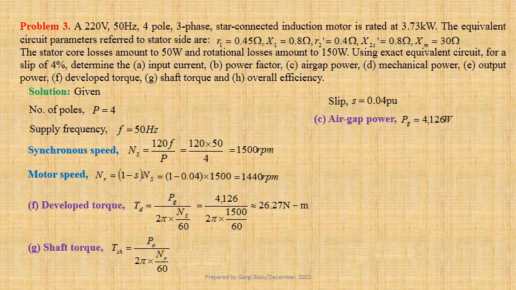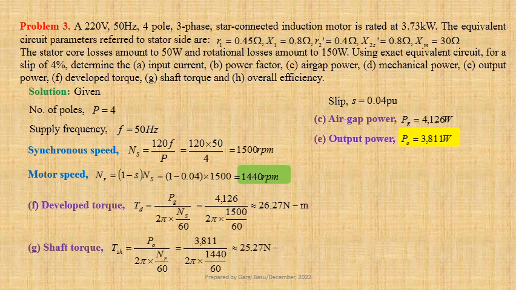Expression for shaft torque Tsh equals Po divided by 2 pi into Nr by 60. We have determined output power Po equals 3811 watts. Therefore, Tsh equals 3811 divided by 2 pi into 1440 by 60, which is approximately equal to 25.27 Newton meter.